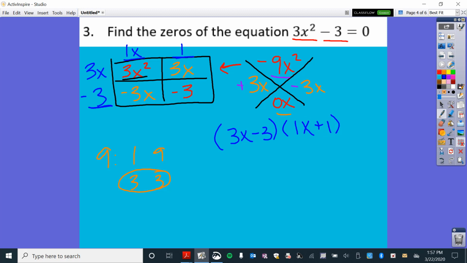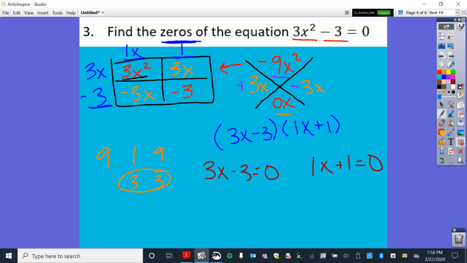Now, are we just looking for our factors? No, we're looking for our zeros. So we have to take both of these factors, just like we did before, and set them equal to 0, and we're going to solve for x.